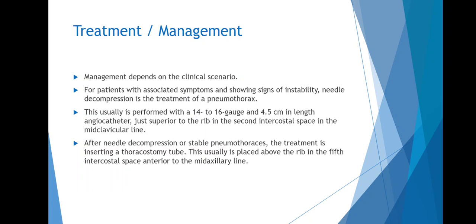So after you perform the needle decompression, or for a stable pneumothorax, the treatment is inserting a thoracostomy tube. This usually is placed above the rib in the fifth intercostal space anterior to the mid-axillary line.